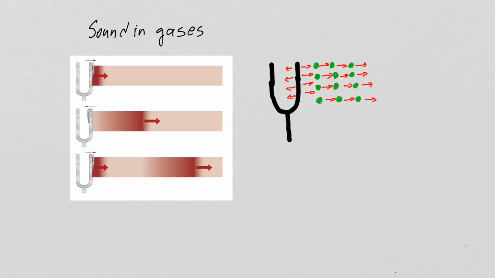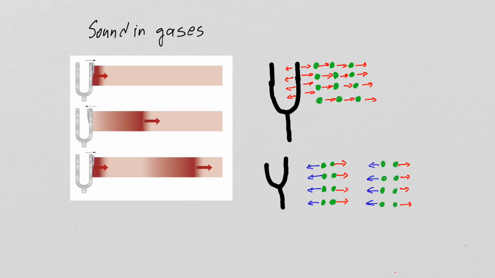So that means that the molecules that are in contact with the tuning fork are not going away from the tuning fork indefinitely. What will happen is the first set of molecules is going to collide with their closest neighbors, and then it's going to bounce back towards the tuning fork. The closest neighbors will continue moving to the right, then they will collide with another set of molecules. They will bounce back towards the tuning fork. And so we have this motion of back and forth of the particles of the medium, in this case, the air.